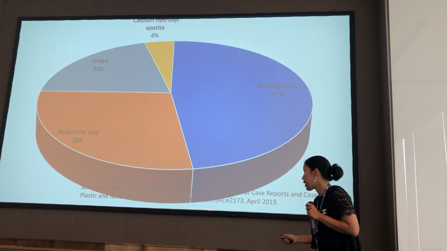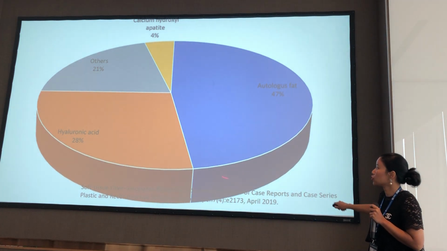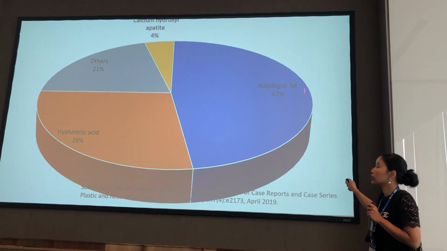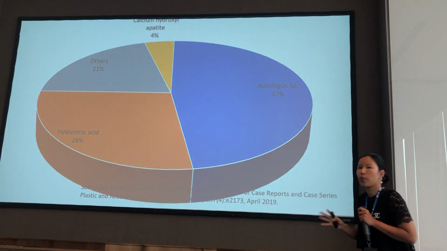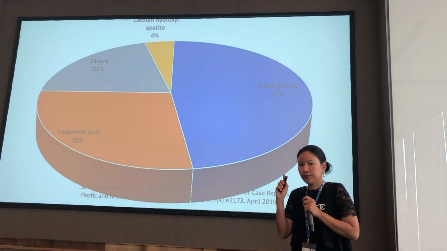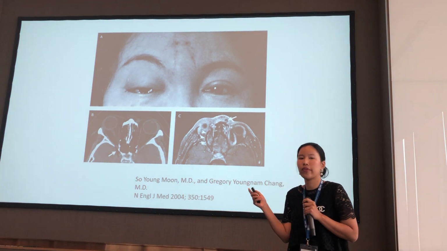And this one is another study published this year. You can see that the majority, 47%, nearly half, is the autologous fat. For the HA, around 28-30 somewhere. And this is the case of the blindness from the fat transfer.